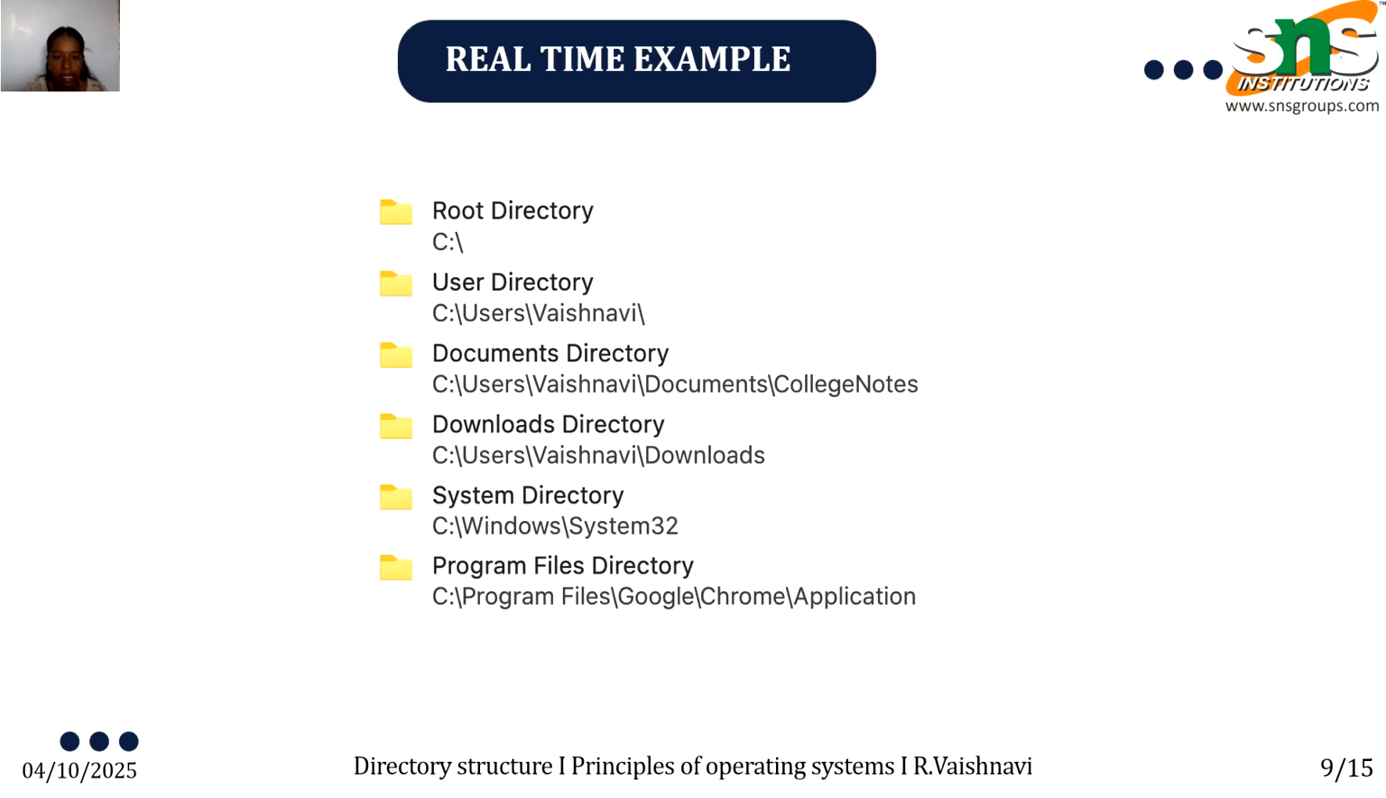And then we have the real-time examples in the systems. In Windows systems, we can see the root directory as C. In C, we have Users, and we can name the particular user. Below that particular user, we have the documents and the downloads. In downloads, if we download any images, they come under the downloads folder.